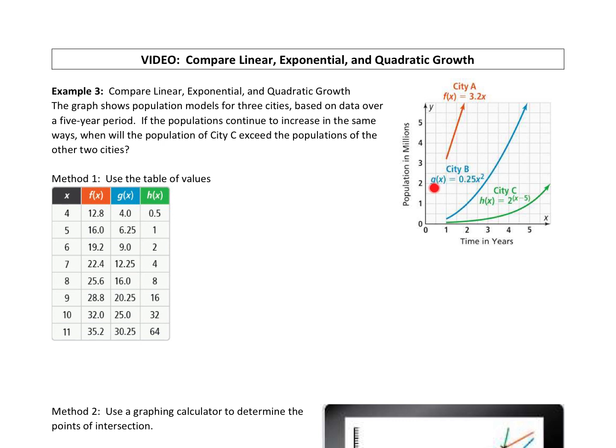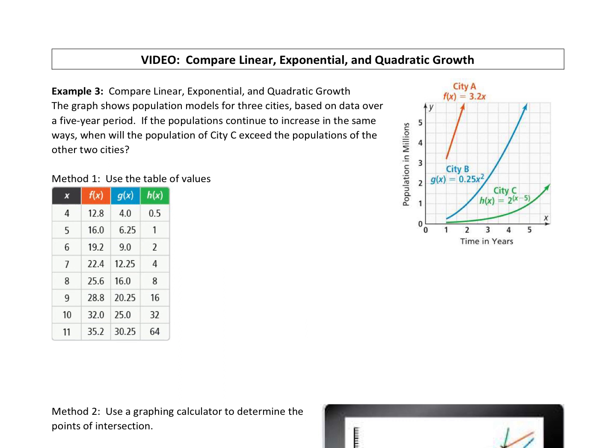City B is g of x equals 0.25x squared. So that is quadratic. You can see it's increasing, looks like part of a parabola right here. City C, h of x equals 2 raised to the x minus 5 power. This one is exponential, so it's slowly increasing, and then it's going to start to increase at a faster rate. That's how exponential functions work.